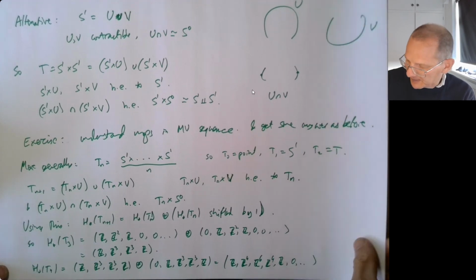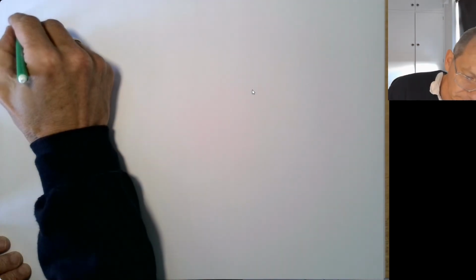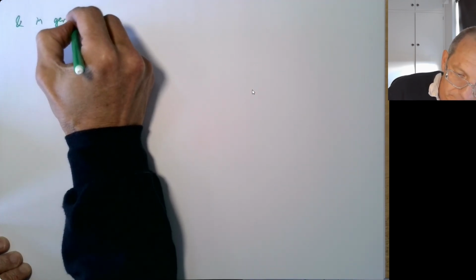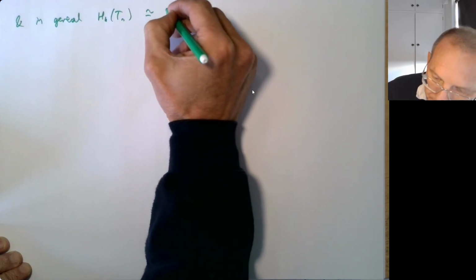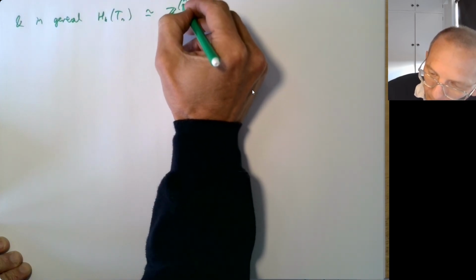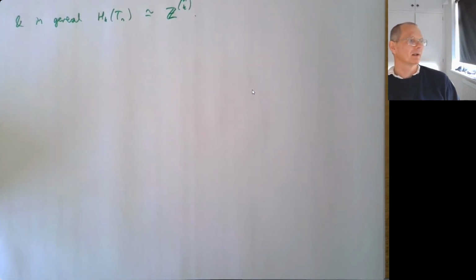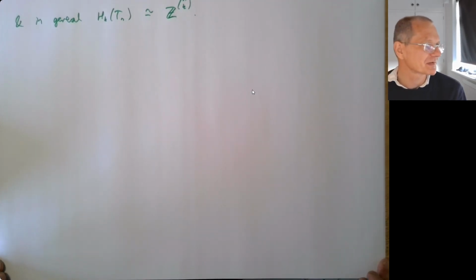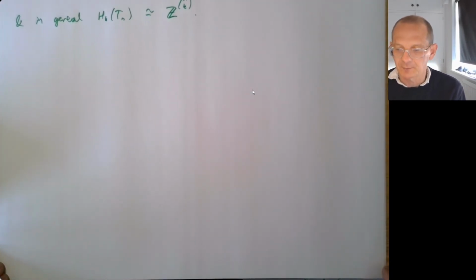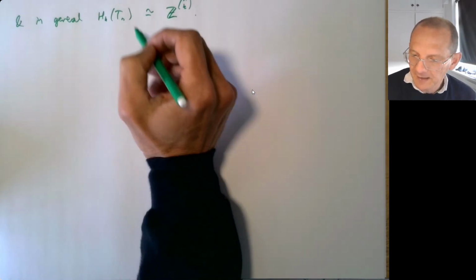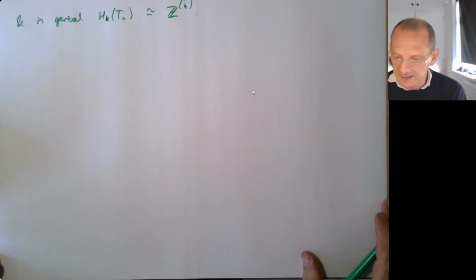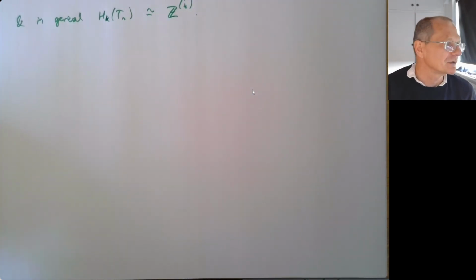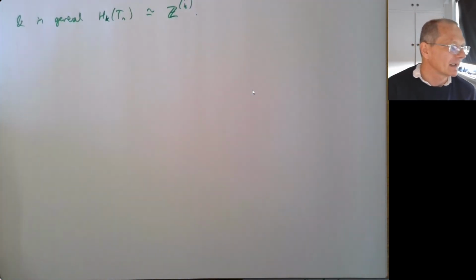And indeed, by an inductive argument based on what I just said, or by various other methods, it's possible to prove that the kth homology of the n-torus is a free abelian group of rank equal to the binomial coefficient n choose k. So that's all we'll have to say about tori.